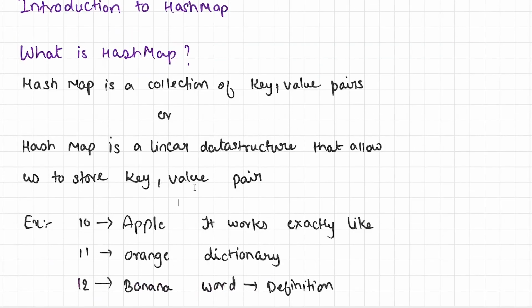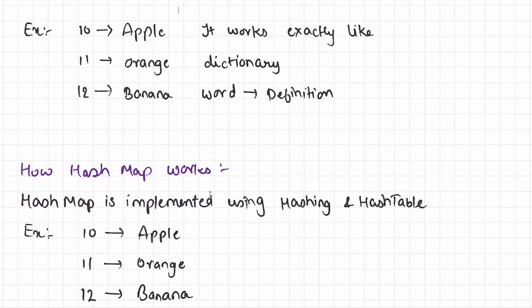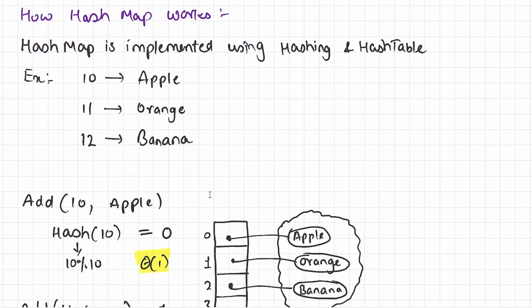I hope now you understand what is HashMap, so we can move to the next section where we talk about how HashMap actually works. Well, in the Java collections framework, HashMap is implemented internally using hashing and hash table.